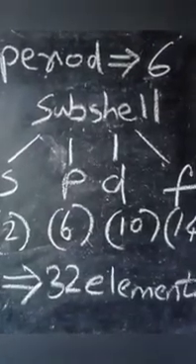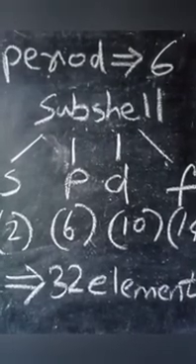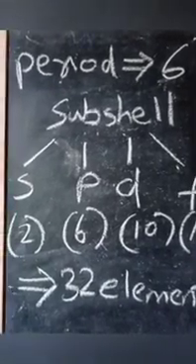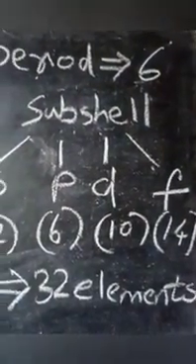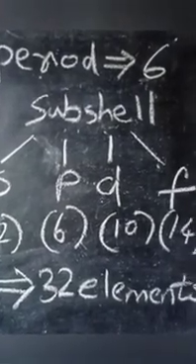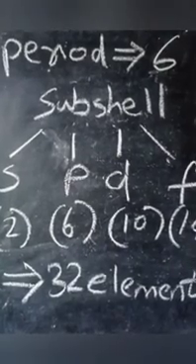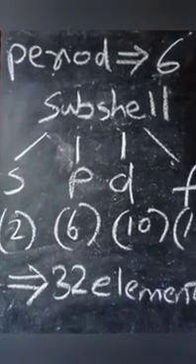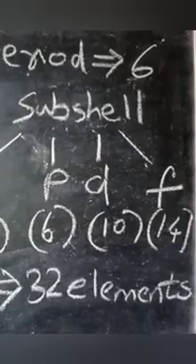From the sixth period onwards, it is the filling of the sixth shell, and sixth shell onwards there is one more subshell, F, where 14 electrons are possible. So altogether 32 electrons, which means there are 32 elements in the sixth period. The seventh period is also similar to the sixth period, having 32 elements because of the filling of electrons in S, P, D and F subshell. Once again, S can accommodate 2 electrons, P 6 electrons, D 10 electrons and F 14 electrons.